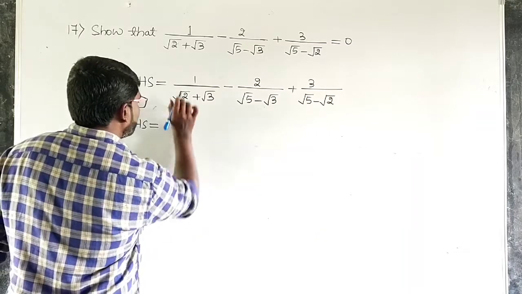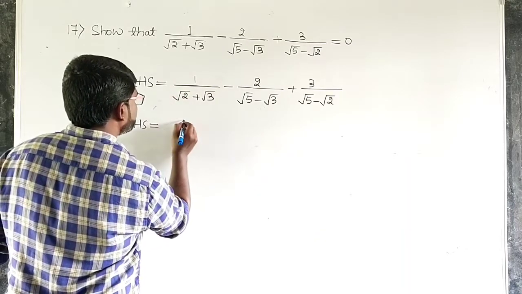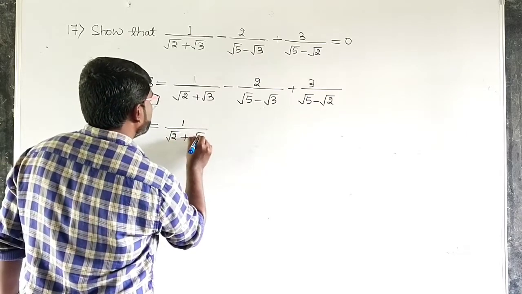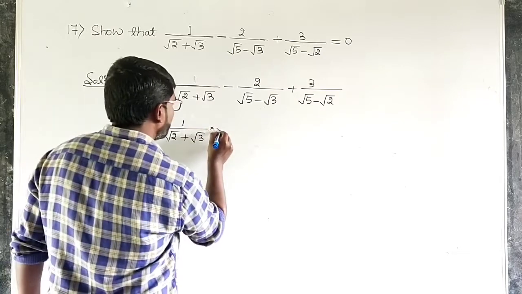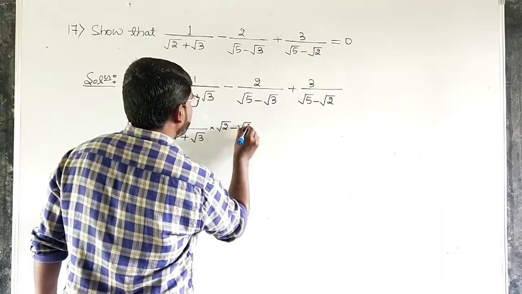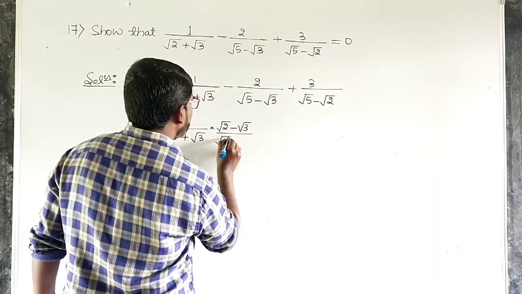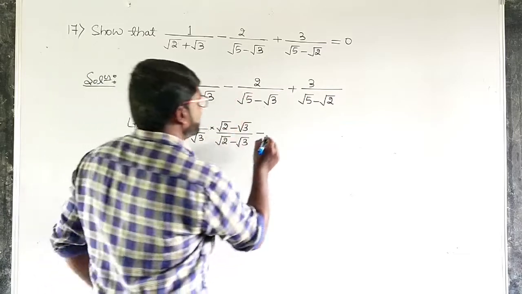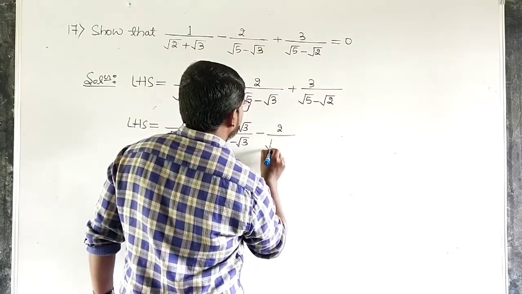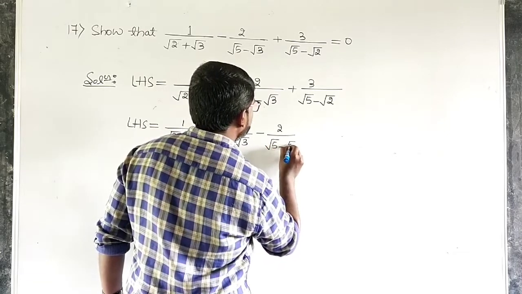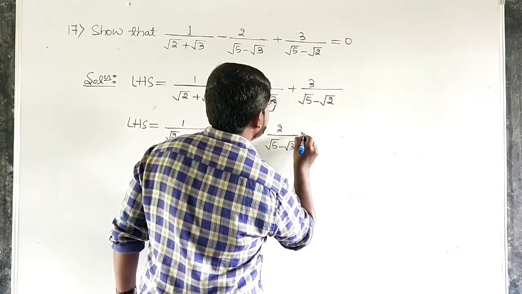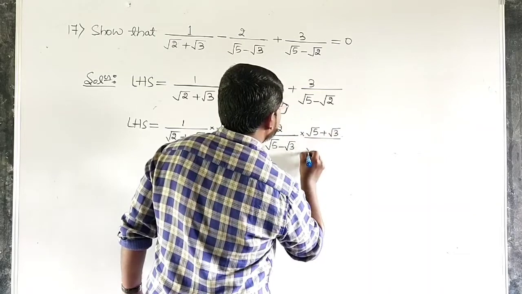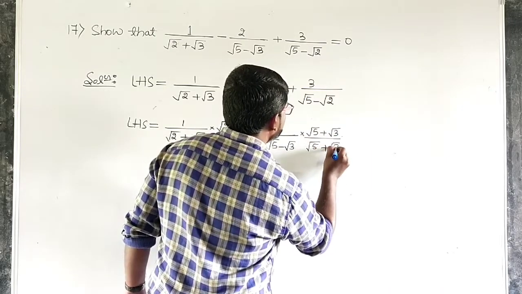So what do we get here? 1 divided by root 2 plus root 3. So multiply and divide by root 2 minus root 3 divided by root 2 minus root 3. So now minus. So write this as it is now. 2 divided by root 5 minus root 3. So multiply and divide by the opposite sign of the denominator. Root 5 plus root 3. Then again root 5 plus root 3.